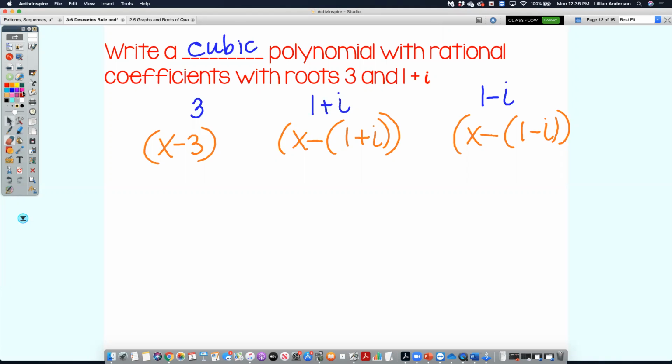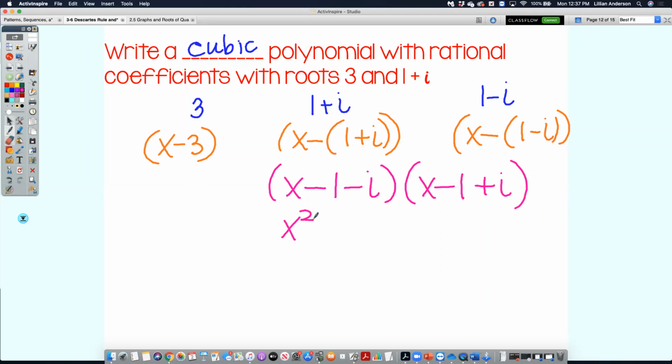So take your time. What I'm going to do is distribute that negative over. So it's going to be x minus 1 minus i. And I'm going to do the same thing with the other factor, x minus 1 plus i. By distributing the negative, I'm now able to multiply every element in the first parentheses to every element in the second parentheses. x times x is x squared. x times negative 1 is negative x. x times i becomes ix.